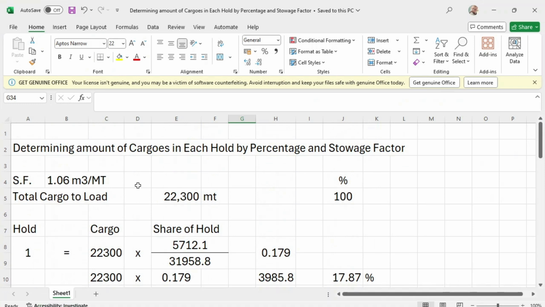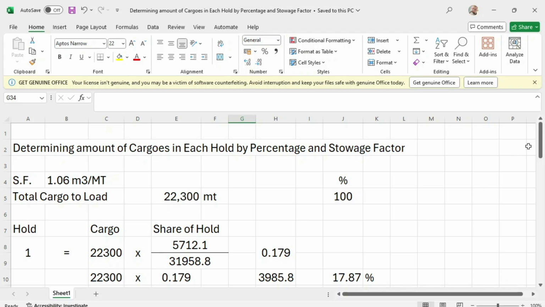So I made a title out of it. Determine amount of cargoes in each hold by percentage and storage factor. Okay. The storage factor is 1.06 cubic meter per metric ton. Total cargo to load is 22.3.